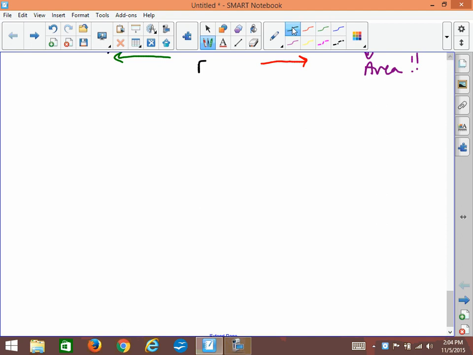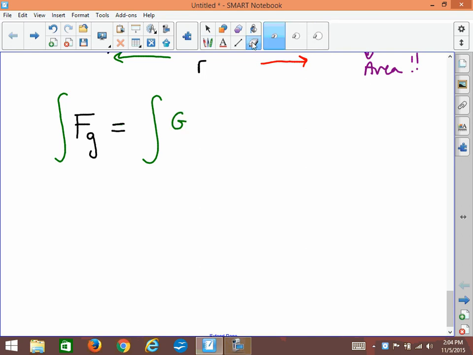And so what you would say in math is that if you took a force curve, a force of gravity curve, and you found the area under that curve, then that would be the same as the area under a curve generated by all this: G M1 M2 over R squared. And so what this means is we're just taking the area of this graph.